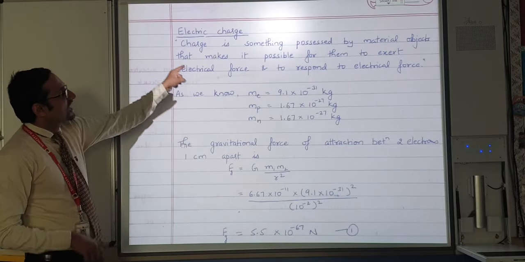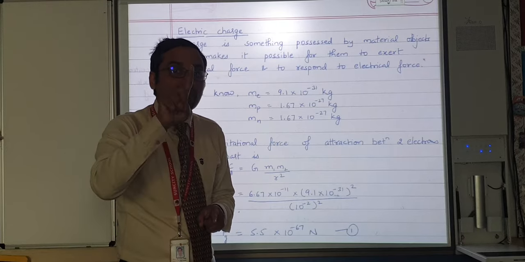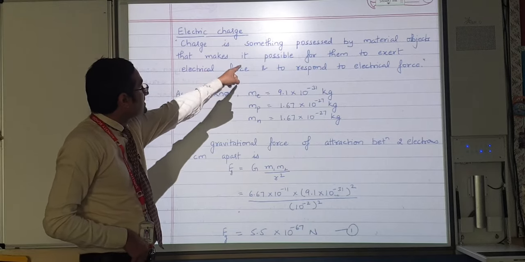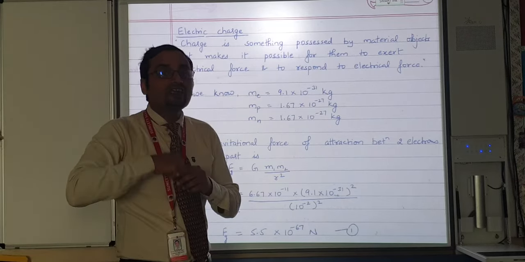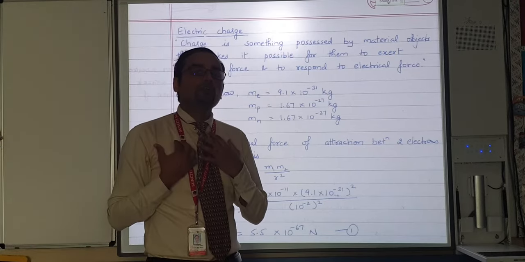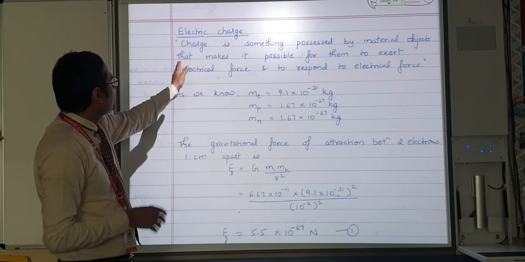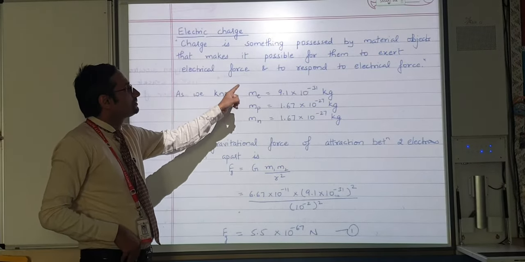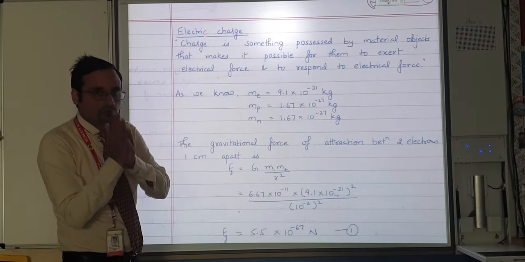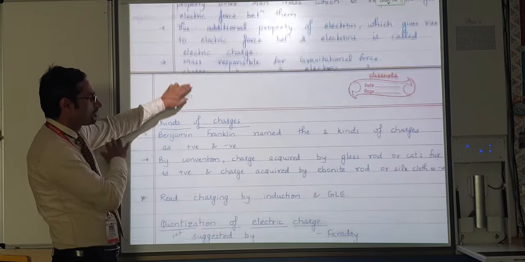Okay, let's come to the definition. Charge is something possessed by a material object, due to which it is possible for them to exert force on another particle or experience the force exerted by someone. So charge is something possessed by a material object that makes it possible for them to exert electrical forces and to respond to the forces. This is what we know about charge.